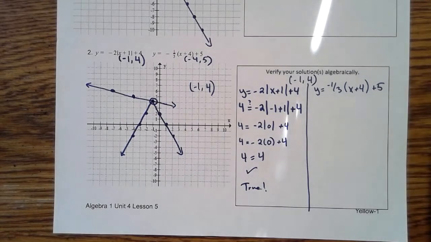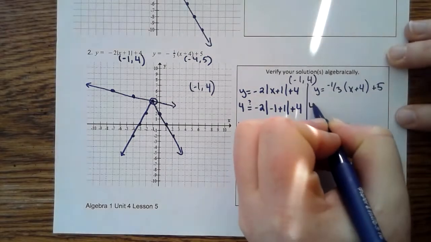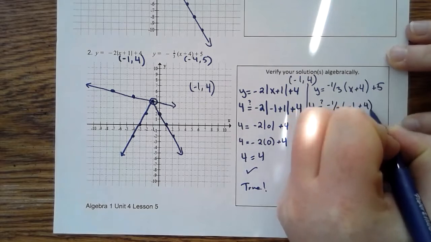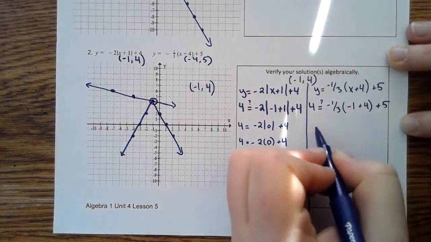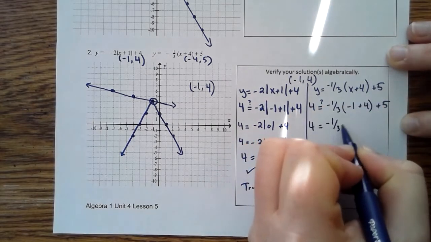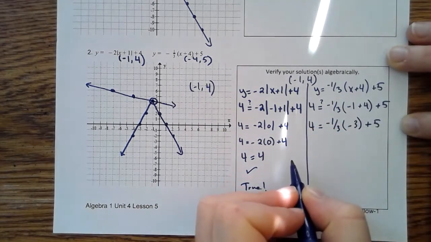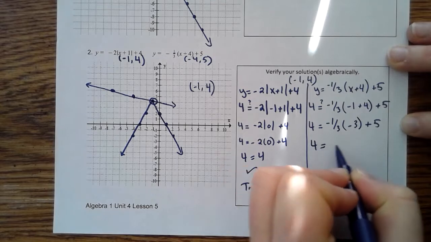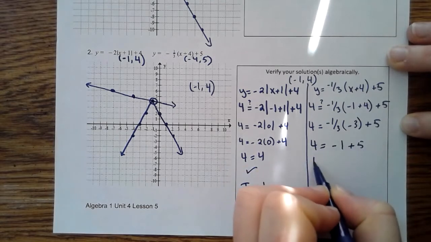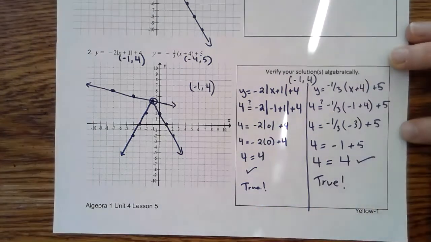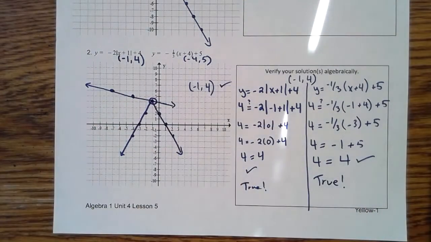So remember, we need 2 true statements. I just got 1 true statement. So right now we're verifying to make sure our graphs are right. So let's try the next one. Does 4 equal -1/3 times -1 plus 4 plus 5? So don't forget your PEMDAS, order of operations. -1/3 times -3 is -1. -1 plus 5 is 4. It's true. So this is the correct answer, -1, 4.